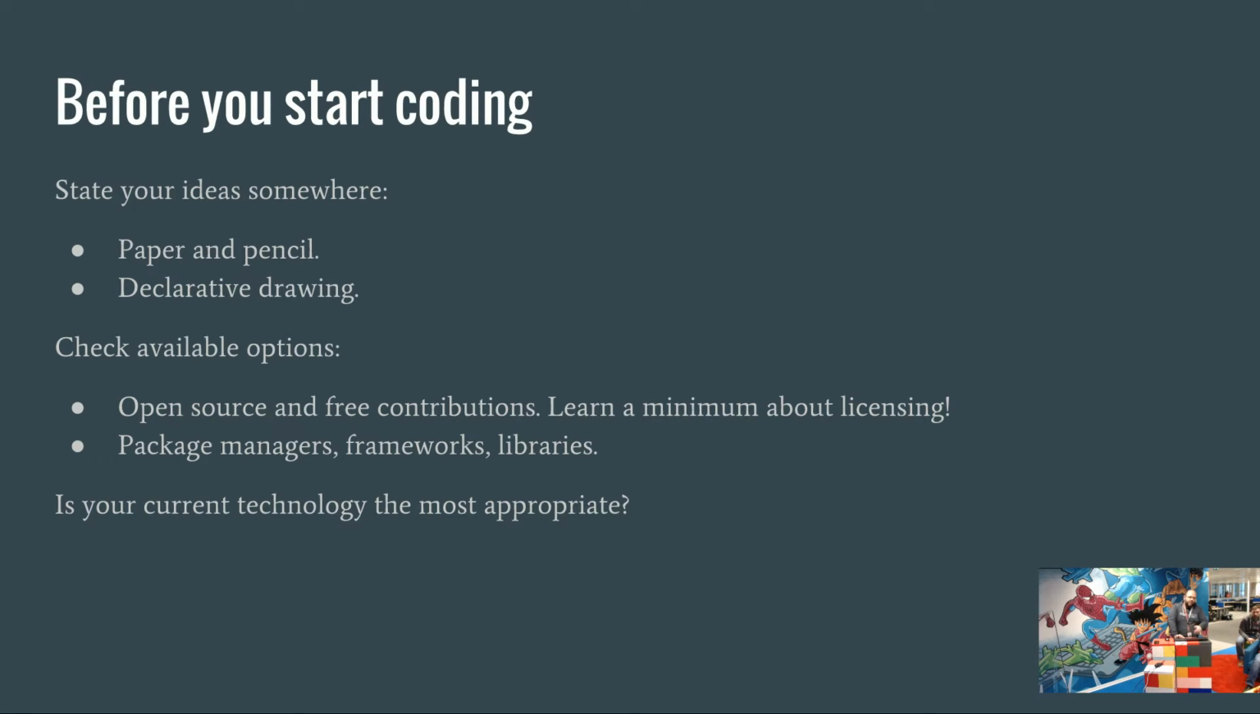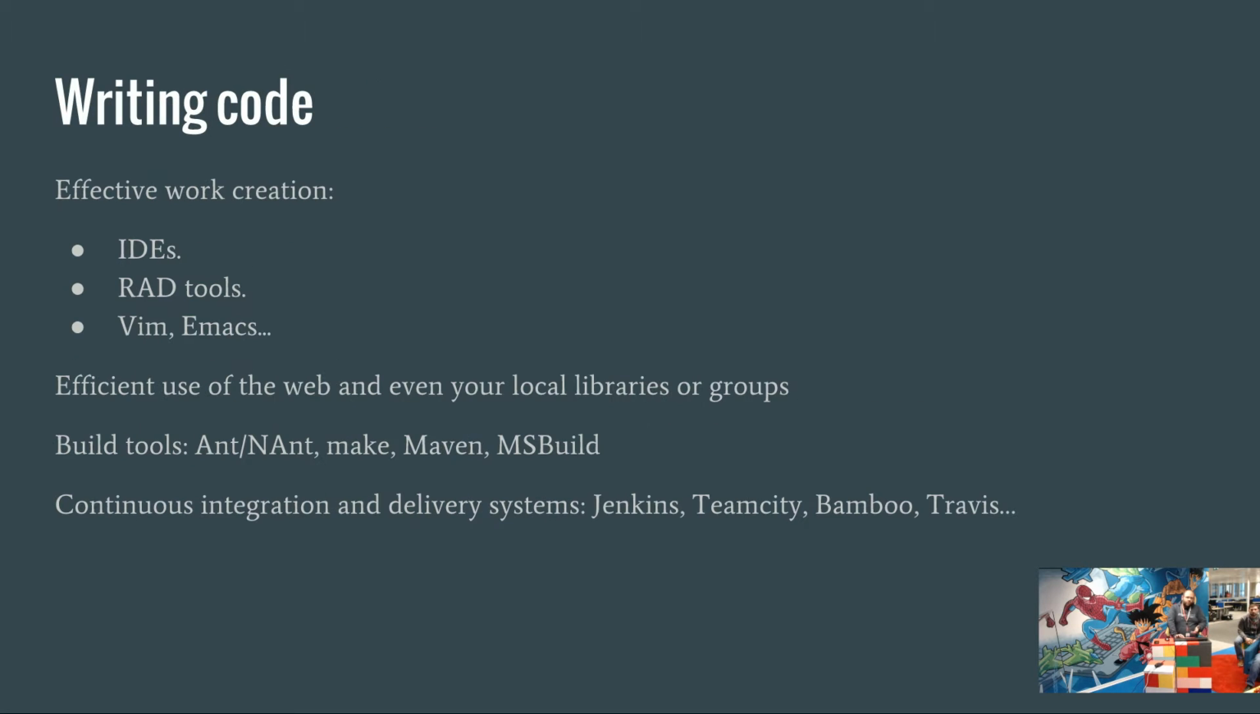Then after we make this first step, we want to start writing code, and for it we also have a completely different set of tooling. We have IDEs, we have rapid application development tools, we have other types of editors like Vim, Emacs. Then it's also important to learn to make efficient use of the web, and even things like local libraries and user groups, to meet other people. We can always make our work faster if we learn how to use these resources.